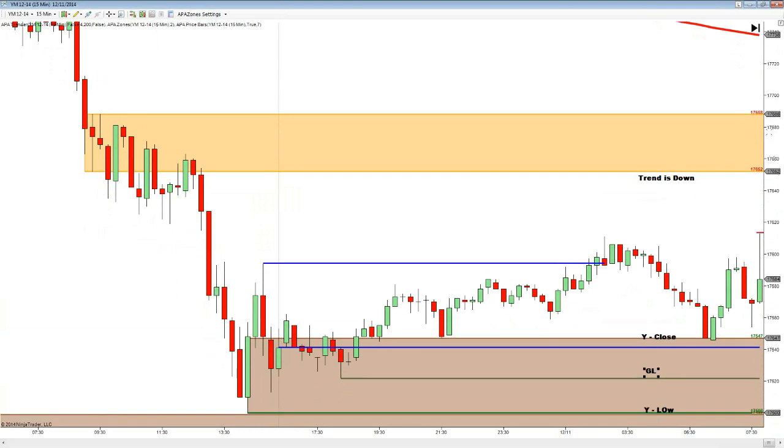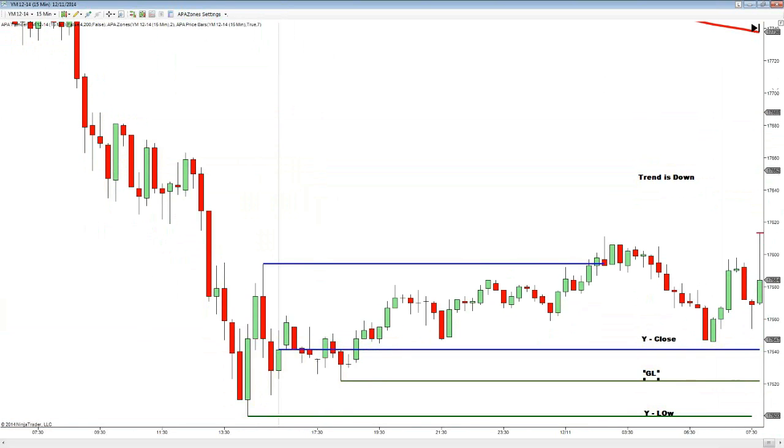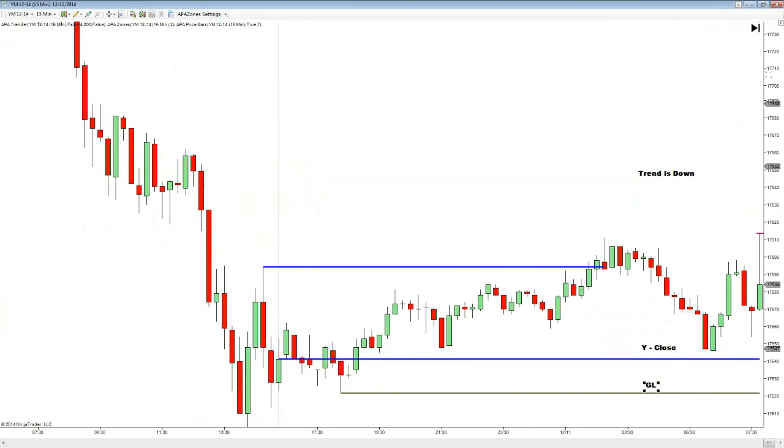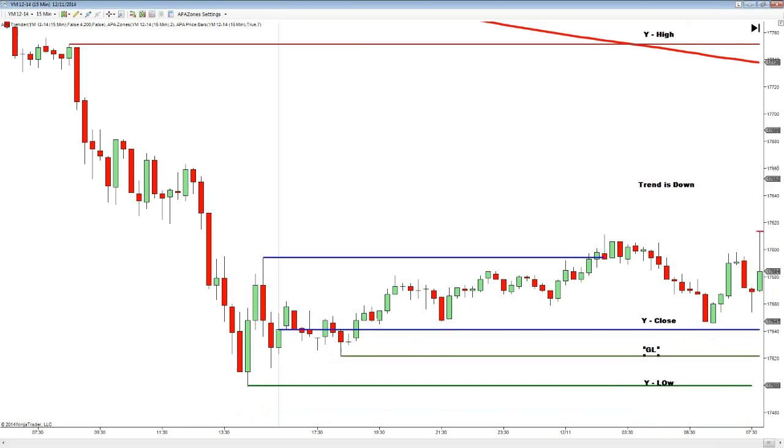Okay, so to me, going back to the simple charts, and I'm just going to use some white space up above us. Let me take off the zones and let's talk about context of what we see happening here and what price is actually telling us.